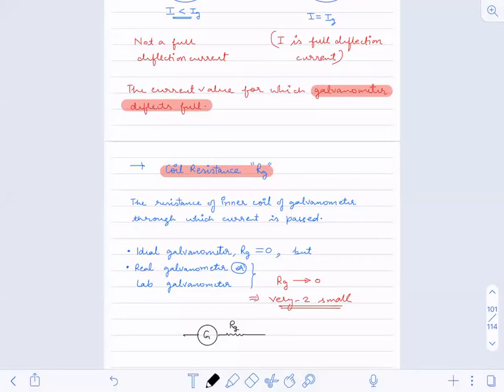Ammeter will be connected in series only. Galvanometer is measuring the current, so it has to be put in series only, not in parallel. It has to also be connected in series only.